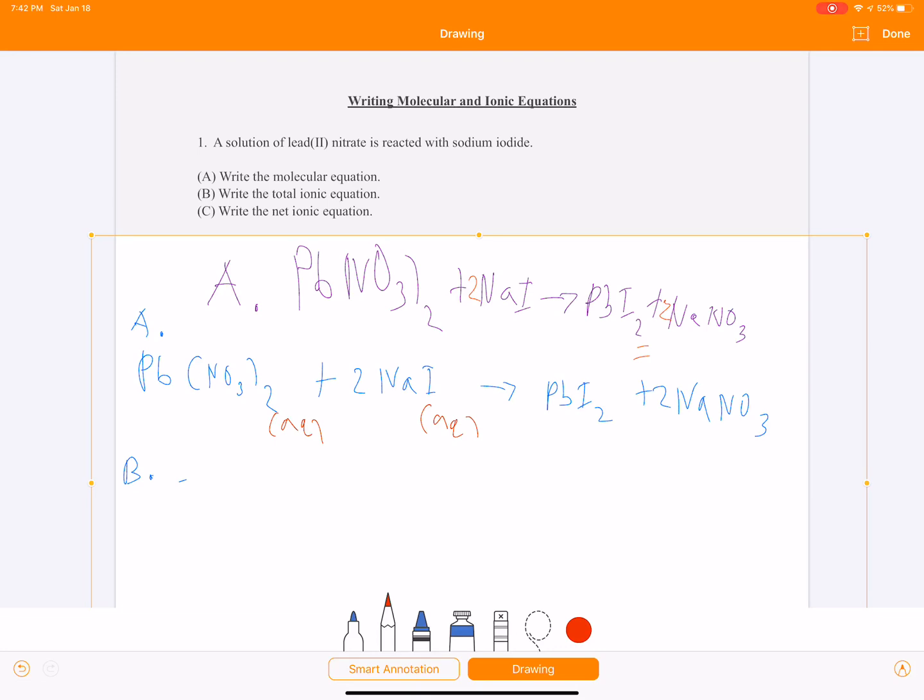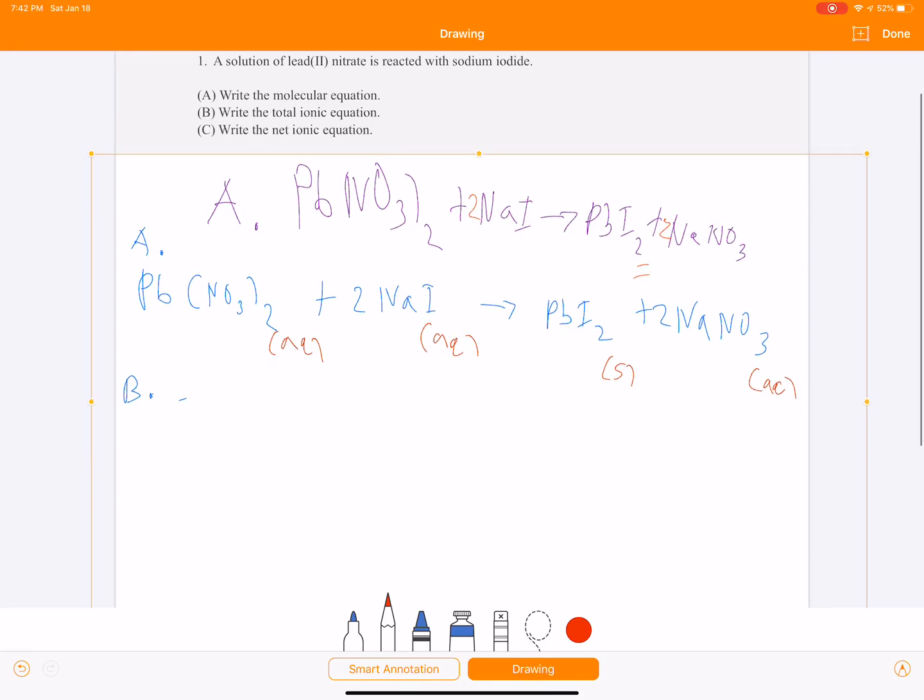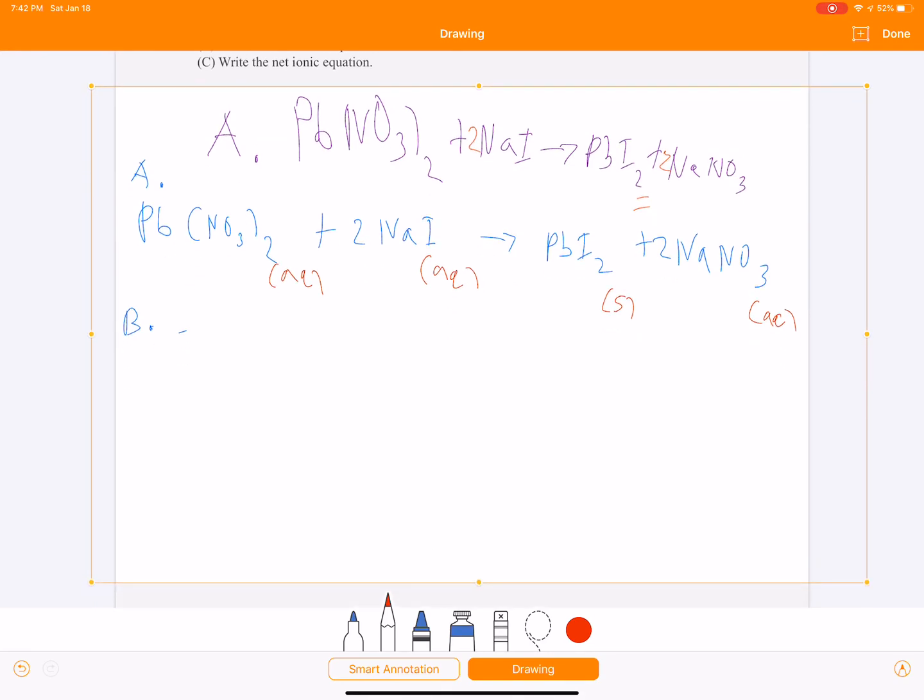Now, lead iodide is a solid per the solubility table, and sodium nitrate is aqueous, so it's going to break apart into ions. Solids don't break apart into ions. They stay together. So here we're basically going to write the equation, but ionically. So we have the ions separated.